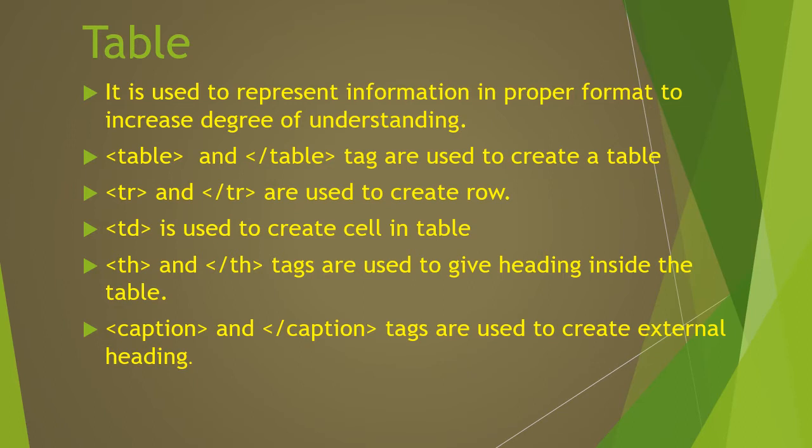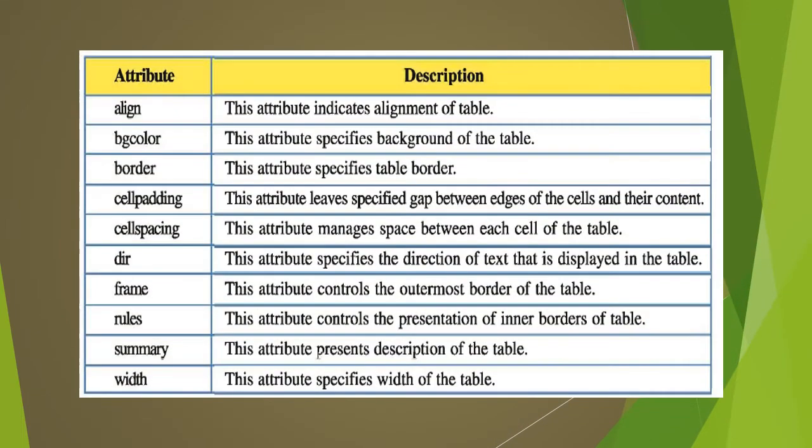Let's see how to create a table. Here we have a list of attributes of table. Align is for changing the alignment of the table, where you want to place the table, on the left side, right side, or center. Bgcolor is for changing the background color. Border is for changing the thickness of the border of the table. Cellpadding leaves a specified gap between the edges of the cell and their content, meaning if you want to create space around the content of a cell, use cellpadding.